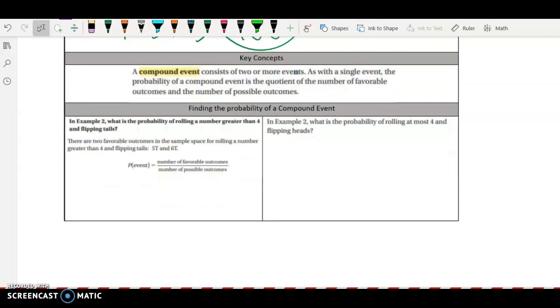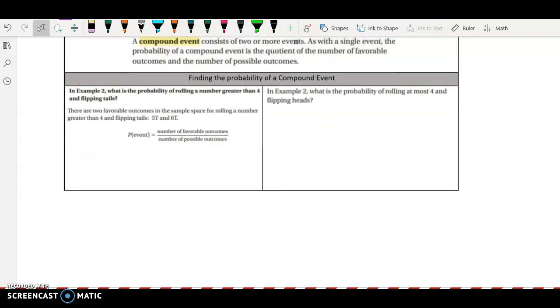All right, so now we're going to look at a compound event. A compound event consists of 2 or more events. As with a single event, the probability of a compound event is the quotient of the number of favorable outcomes and the number of possible outcomes. So we are going to use the same formula as we did the other day, but adding in some new concepts that we learned today. So what is the probability of rolling a number greater than 4 and flipping tails?